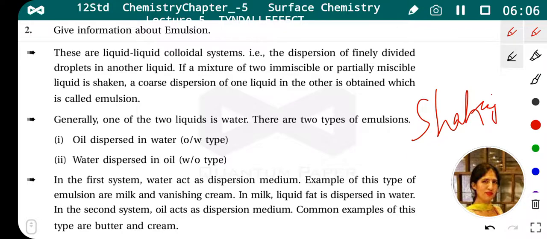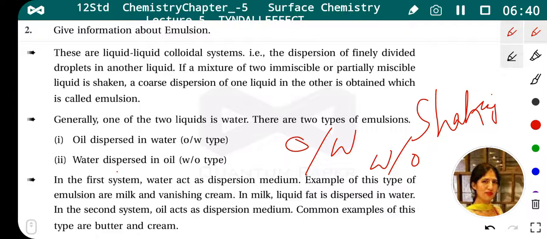So a coarse dispersion of one liquid in the other is obtained, that is known as emulsion. So students, there are two types of emulsions. Generally, one of the two liquids is water, as it is a combination of liquid and liquid. If oil is dispersed in water, you will say O/W type. If water is dispersed in oil, you will say W/O type.